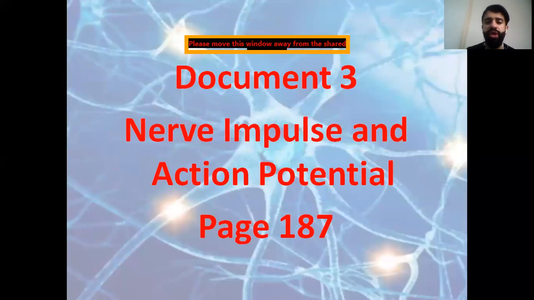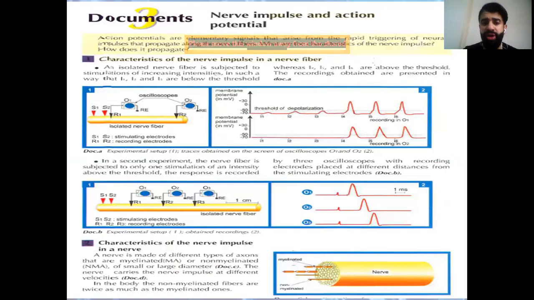Now I'm going to move to document 3, talking about the nerve impulse and the action potential, on page 187 in your book. We started this yesterday. We started with the characteristics of the nerve impulse in paragraph 1, in the nerve fiber. We said that an isolated nerve fiber is subjected to stimulations of increasing intensity, I1, I2, and I3, which are below the threshold, whereas I4, I5, and I6 are above the threshold.